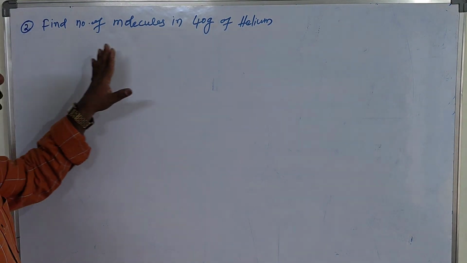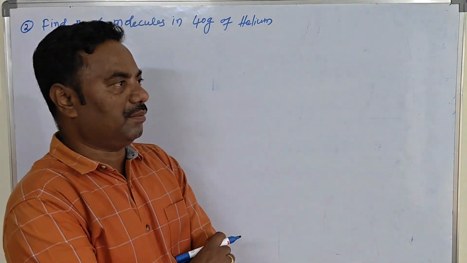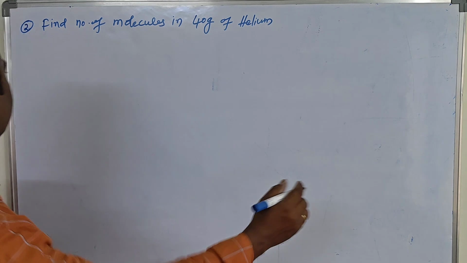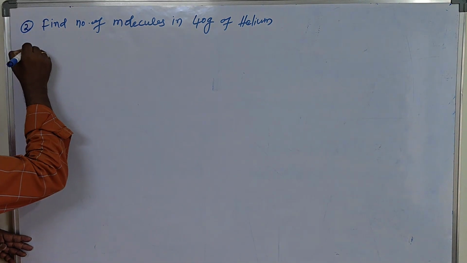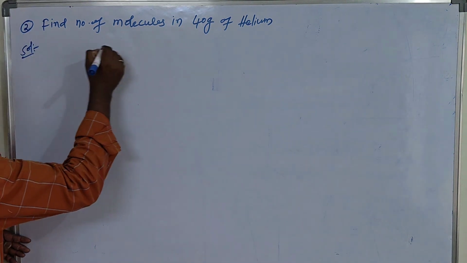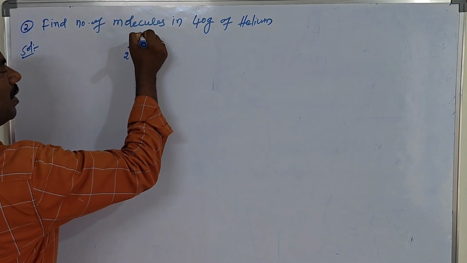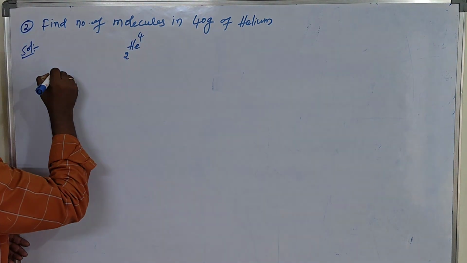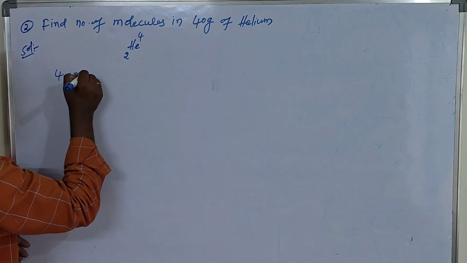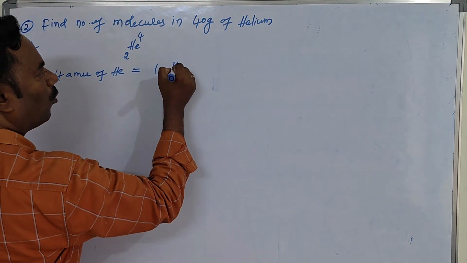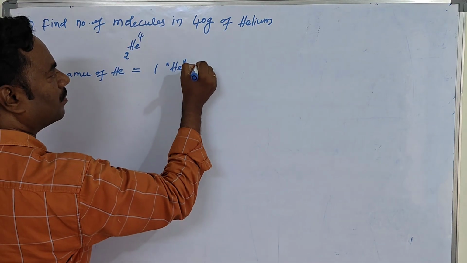Find number of moles in 40 grams of helium. Again, you need to write the basic information. This is helium, atomic number 2, mass number 4. 4 AMU of helium is equal to 1 helium atom.